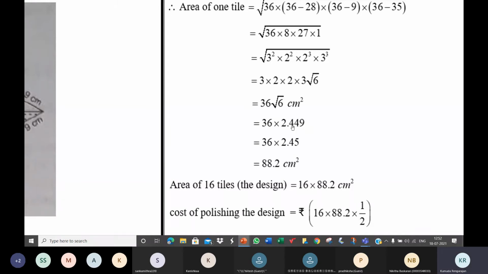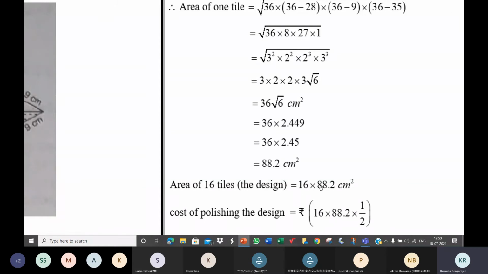I've just used the decimal value and computed what the value of 36 root 6 into 16 is, to get the area of the design. You don't have to multiply this. See, the question is to find the cost of polishing the design.